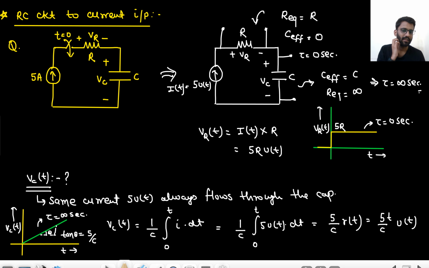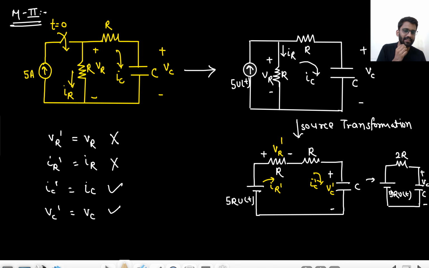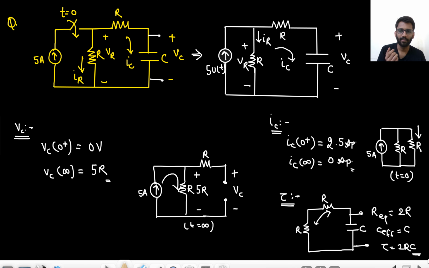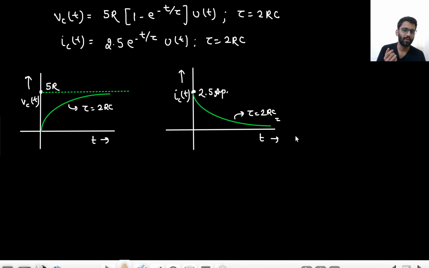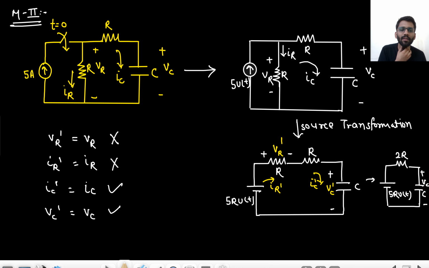What about IC? Initially IC was 5 by 2R, 2.5 by R, right? Initially IC was 2.5 by R, then it goes down to 0. So here also you can see IC goes from 2.5 to 0. Yeah, from 2.5 R by 2R, that means 2.5 to 0 it goes. So that's how you can solve the circuit as well.